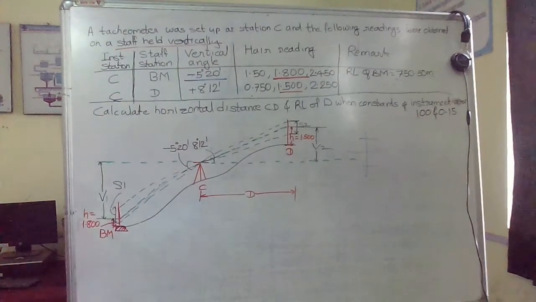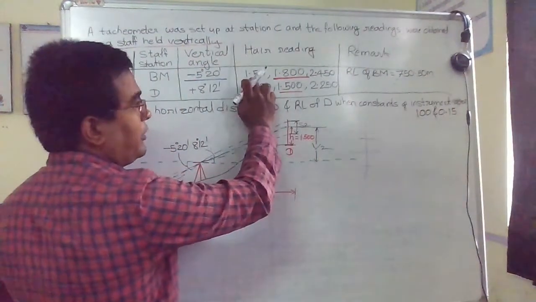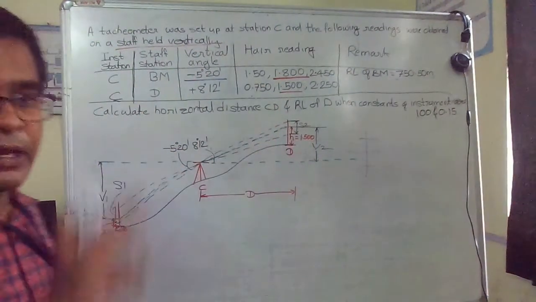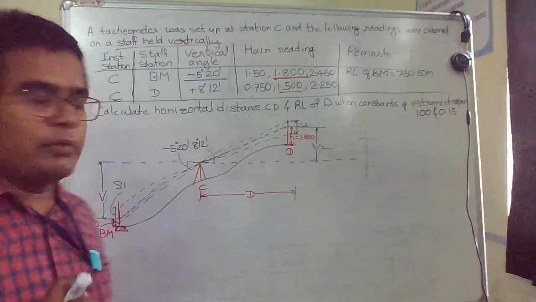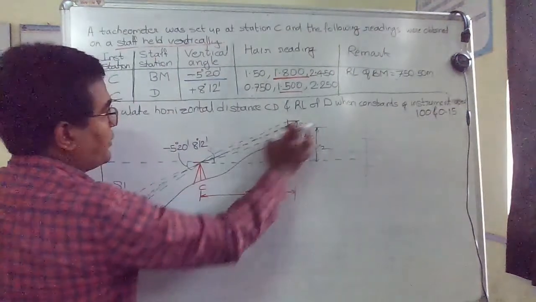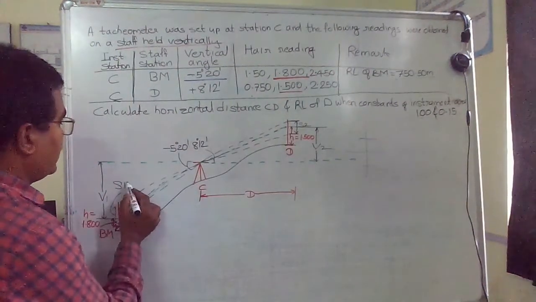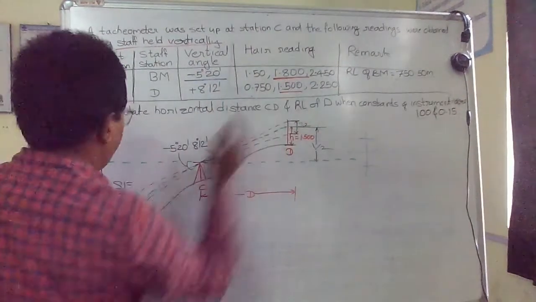And what is this? It is nothing but the difference between the upper crosshair reading and the lower crosshair reading. The upper crosshair reading will always be higher and the lower crosshair reading will have a smaller value. So S is nothing but the difference between the upper crosshair reading and the lower crosshair reading. Here also, upper crosshair reading and lower crosshair reading. So what is the difference here?